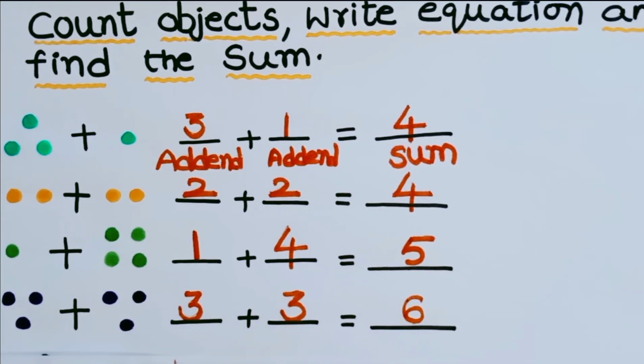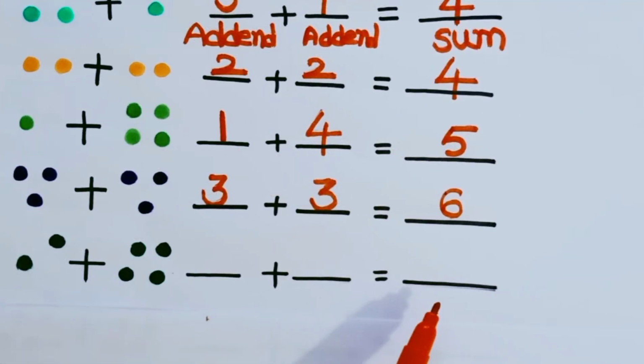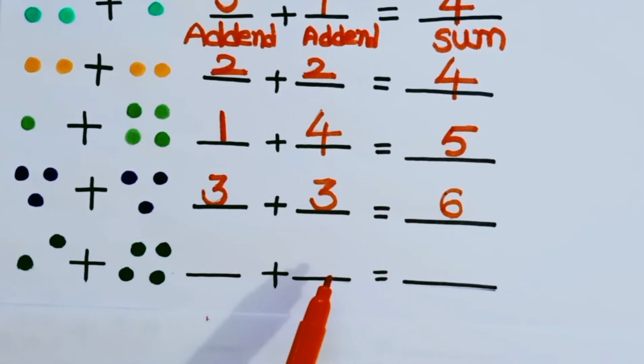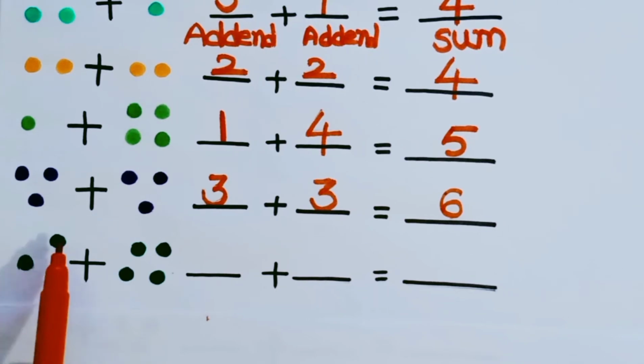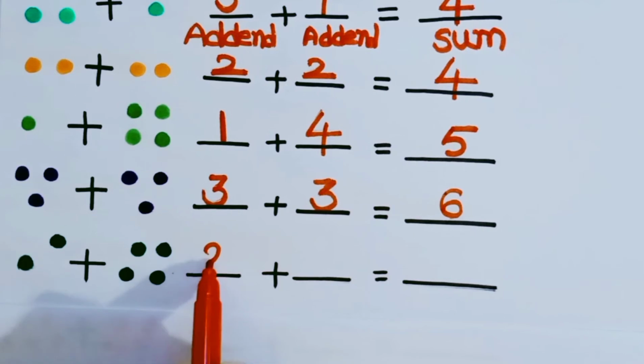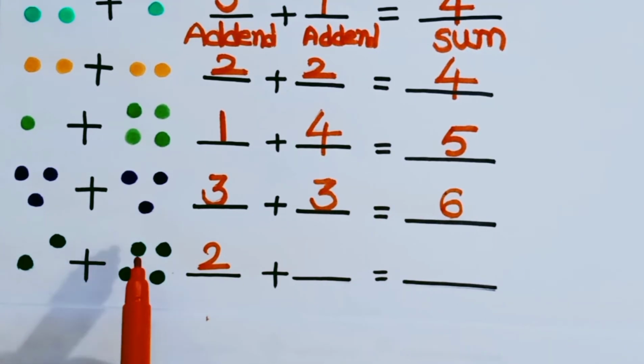Now look at the next problem. Children, look at the next addition equation. In this addition equation also we need to find out the addends and the sum. Now count the number of circles present here. 1, 2. So what is the first addend? It is 2.